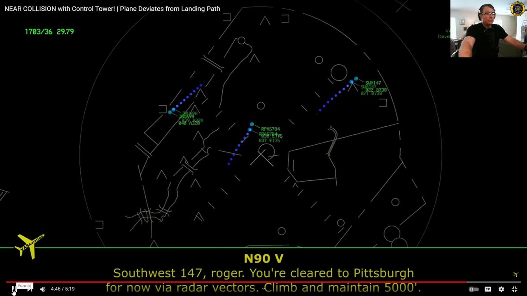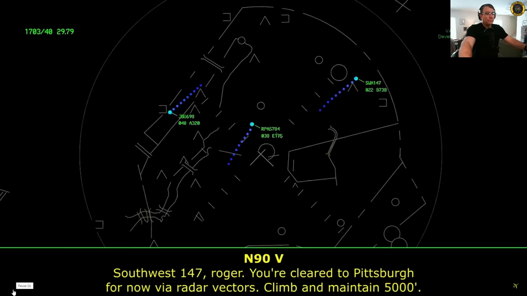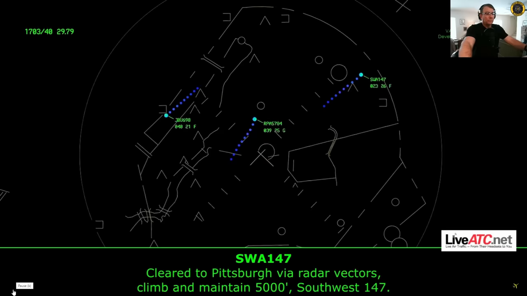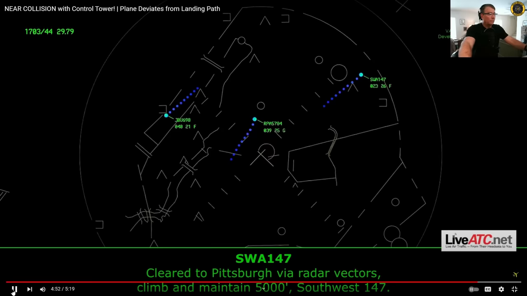Southwest 147, roger, you're cleared to Pittsburgh for now via radar vectors, climb 5,000. Cleared to Pittsburgh via radar vectors, climb 5,000, Southwest.